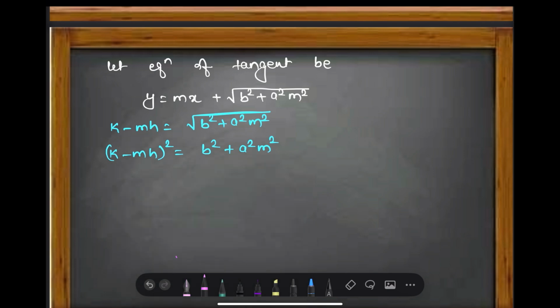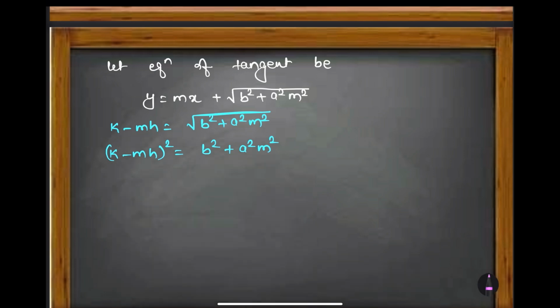Now look at this. You know that in this equation we have introduced h, k and m. You know that h will be replaced by x, k will be replaced by y. So what we will do with m? For that we have to find out one more relationship.